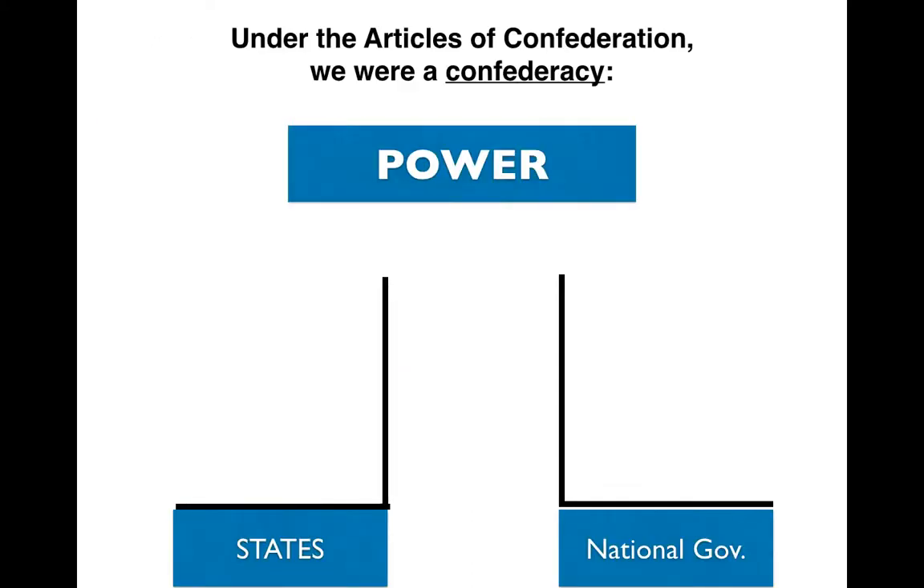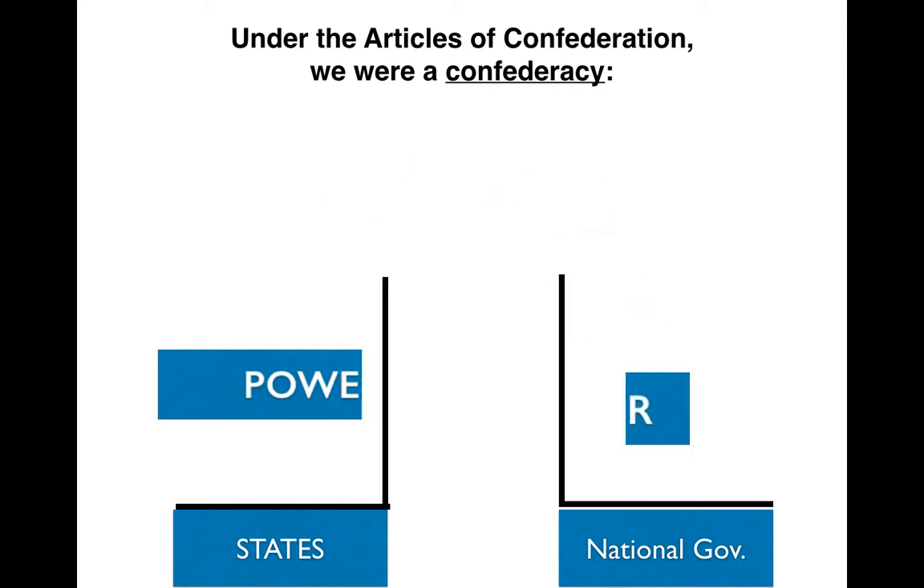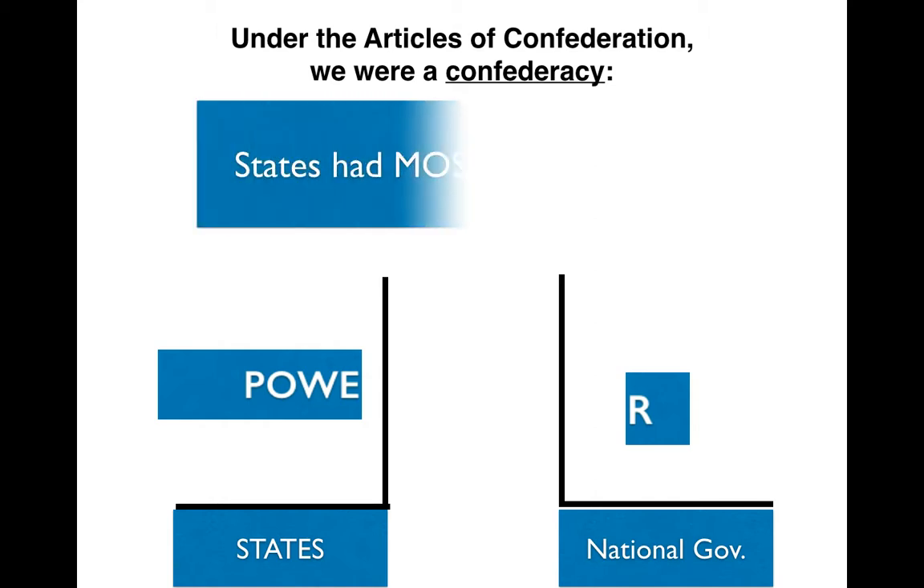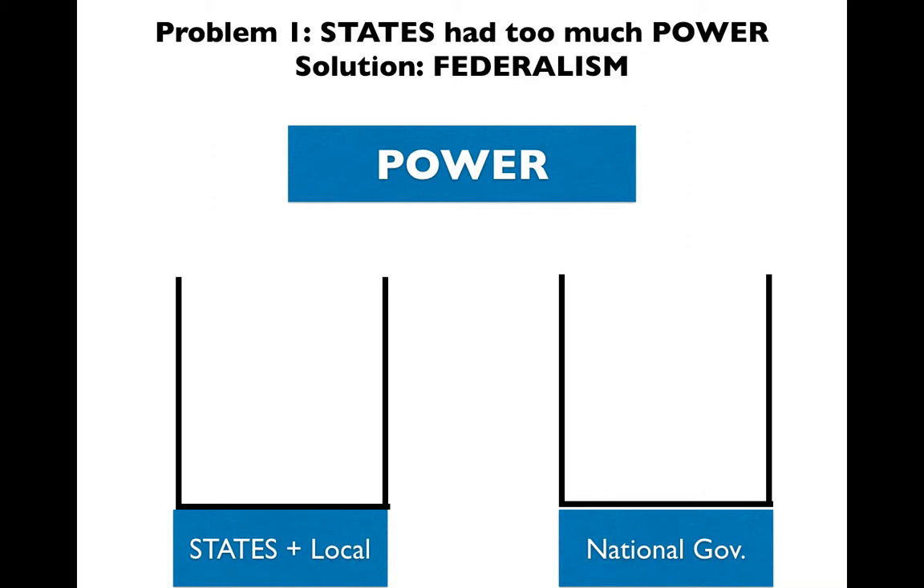So one big thing in terms of the structure of the Constitution to point out here is that under the Articles of Confederation, we were a confederacy. So just to repeat myself, most of the power was given to the states, and we had just a tiny one-chamber Congress that represented the national government, and nothing was getting done. So states had most of the power in a confederacy. And this was not working.